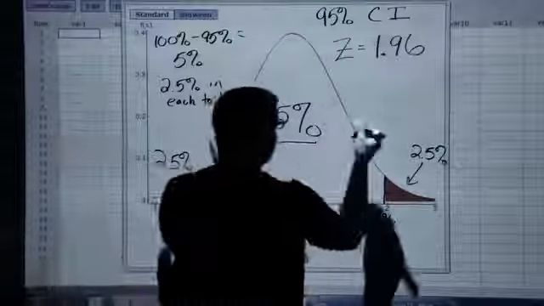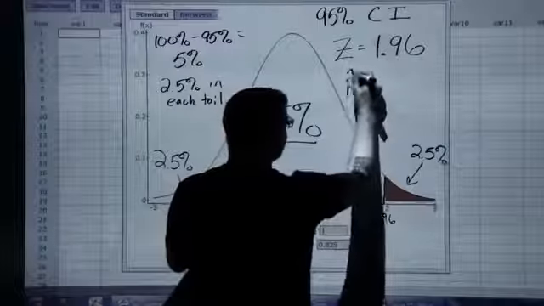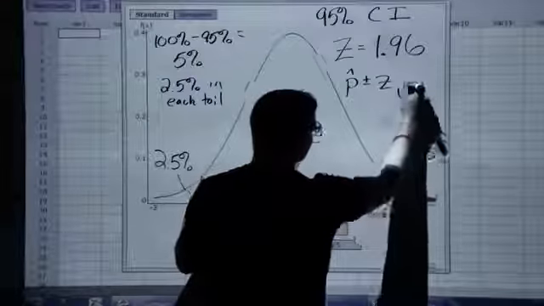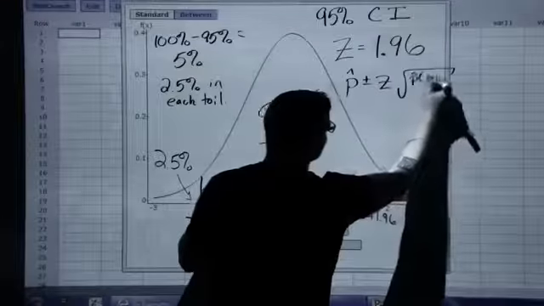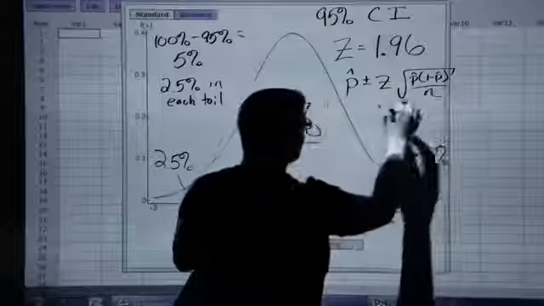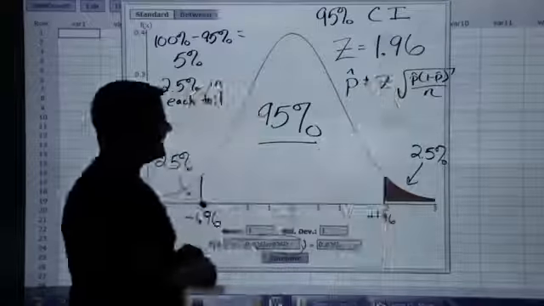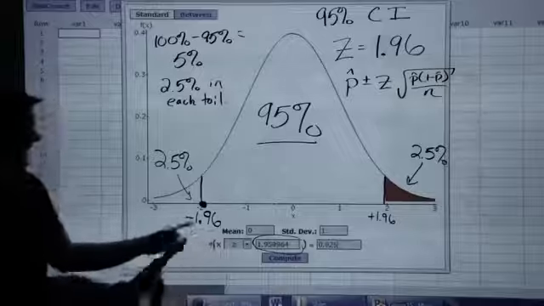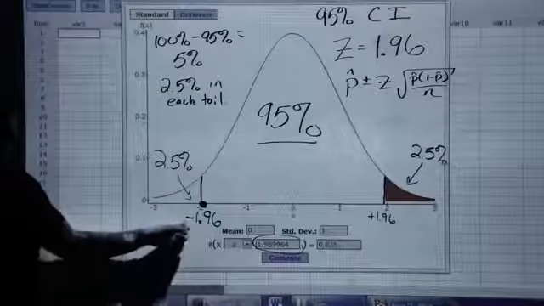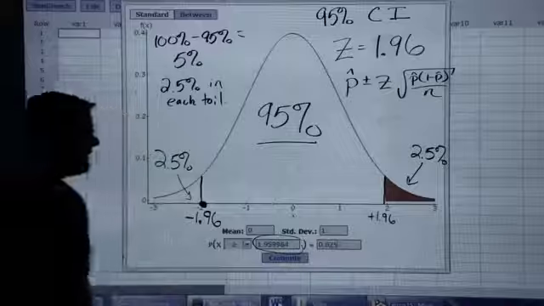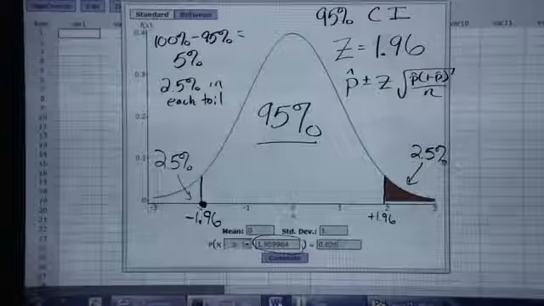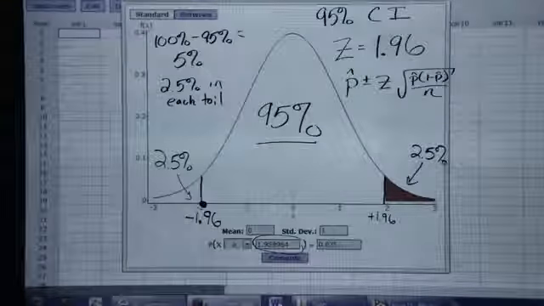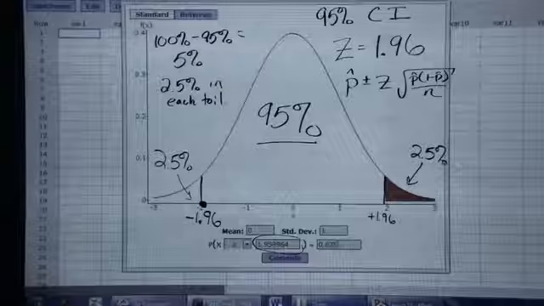In the formula, if you think quickly, p hat plus or minus a z times that standard error, 1.96 would go in for the z. And you can see where the plus or minus is coming from. Here's the minus down here on the left, here's the plus up here on the right. And so you'll plug 1.96 into the formula.